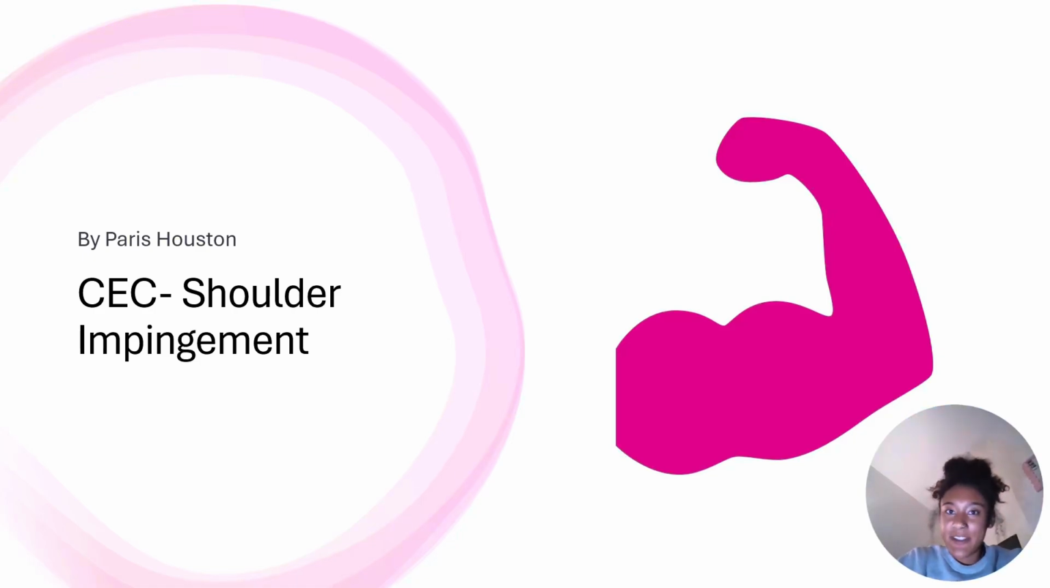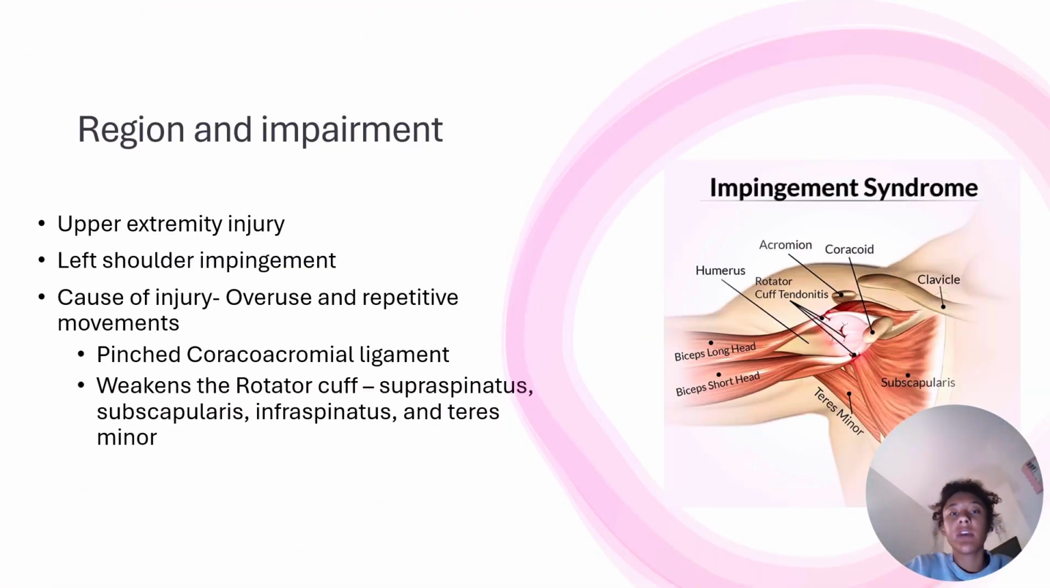Hi, my name is Paris Houston, and for the CEC, I'm going to be focusing on a shoulder impingement. So my client happens to be a swimmer, and right now they are suffering from an upper extremity injury, which is that left shoulder impingement. This basically just happened due to overuse and dysfunctional movement patterns throughout swimming, which eventually led to this complication.